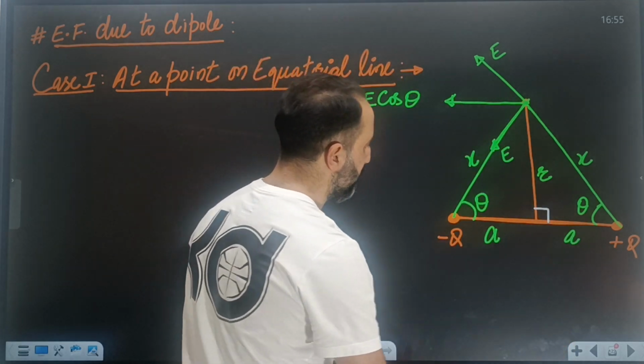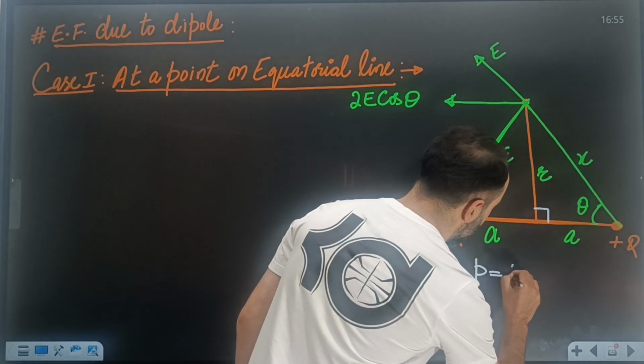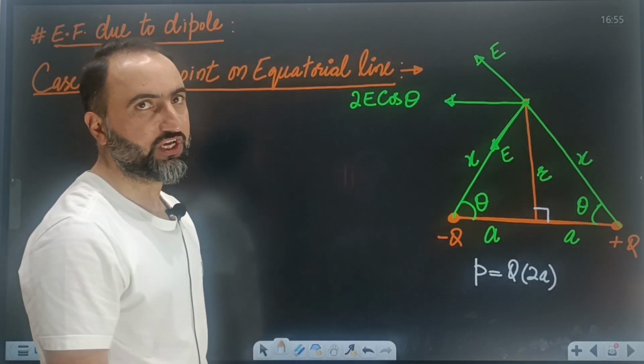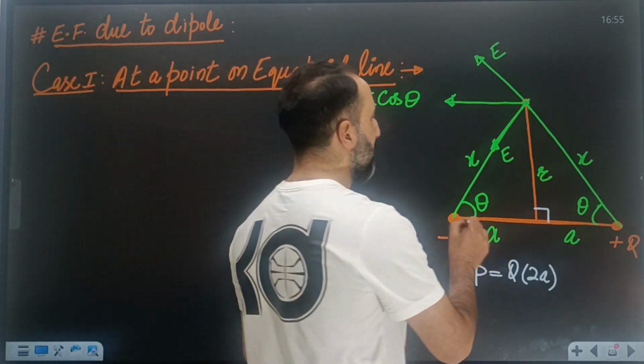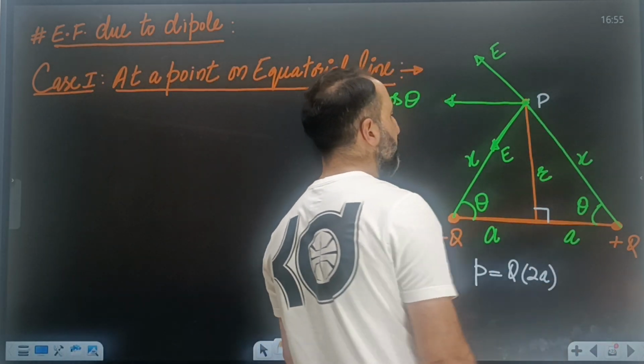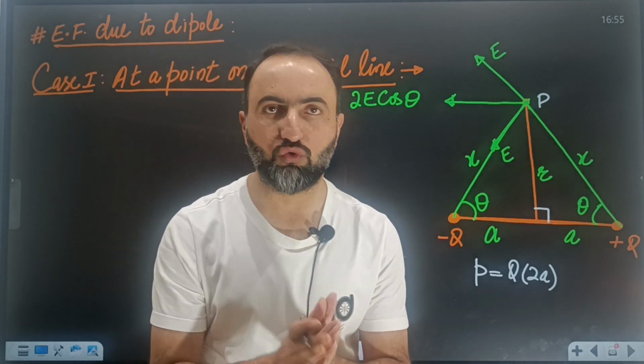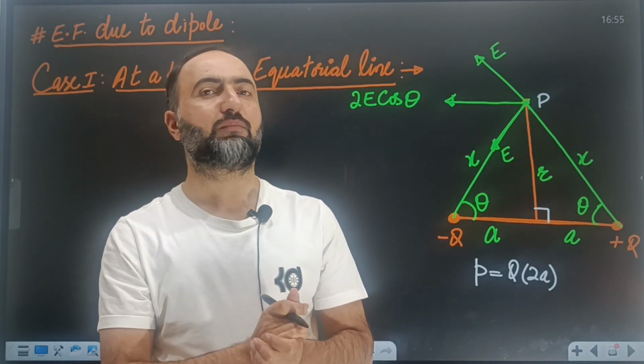Here the dipole moment will be q multiplied by 2a, where the dipole length is 2a. Now we have to calculate the electric field at this point, which is point P. How many charges are here? There are two charges: the minus q charge and the plus q charge.